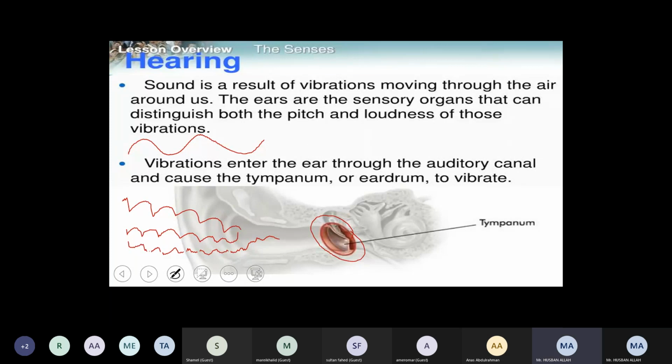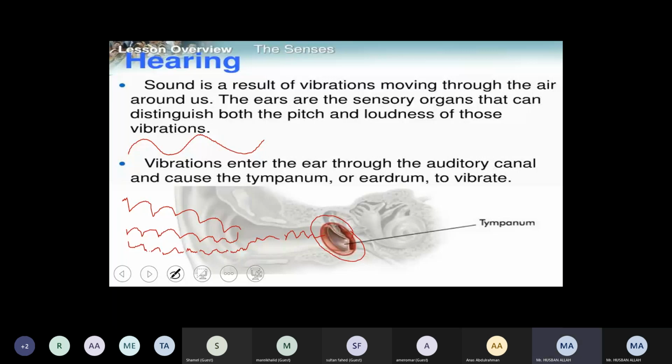Or tympanum. Now the function of the eardrum is to vibrate. When the sound falls on this part, it will go and strike the eardrum. When it strikes the eardrum, it will give vibration to the eardrum, and the eardrum will produce vibration and pass it on to what?